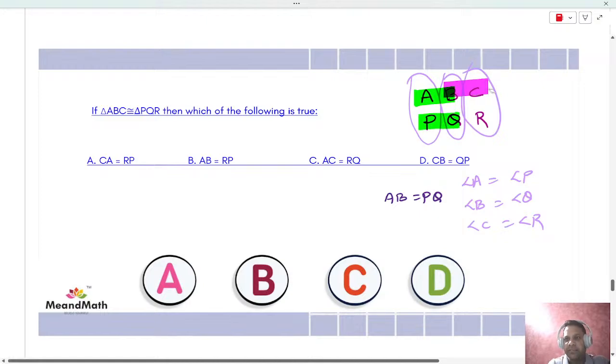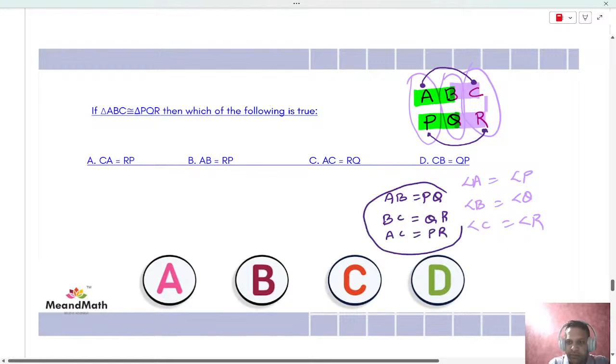BC is corresponding to QR. So BC is corresponding to QR. And the last one is AC and PR. So AC is equal to PR.